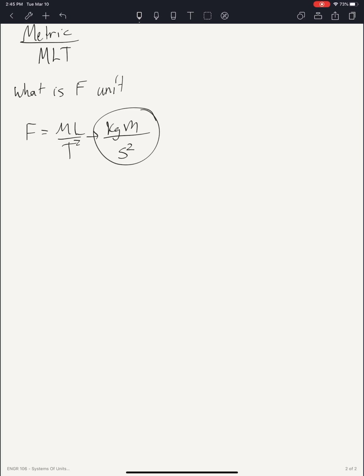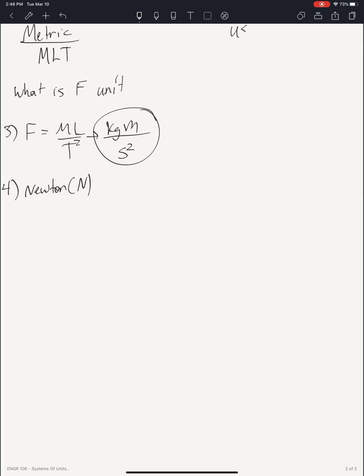This is given a name, so this is step 3. Step 4, this is called a Newton, abbreviated with an N, and it's a specific amount of force. When you push on something, you can express that quantity in terms of newtons.